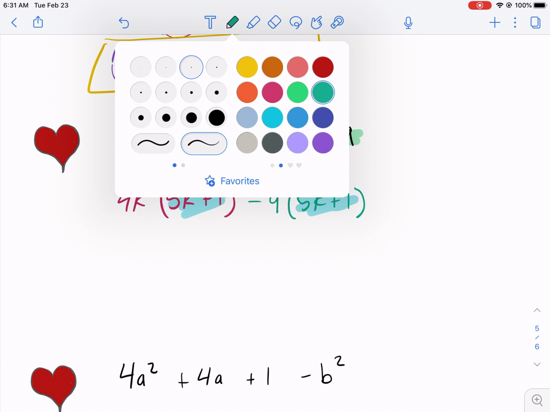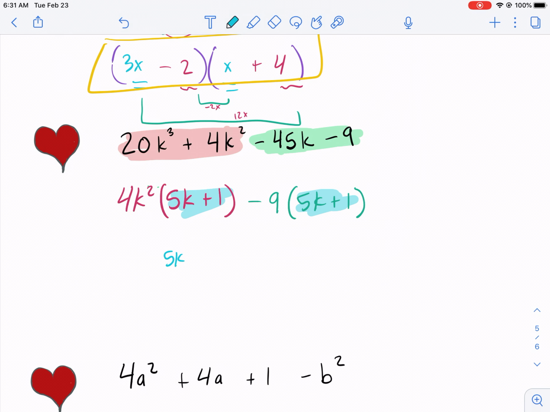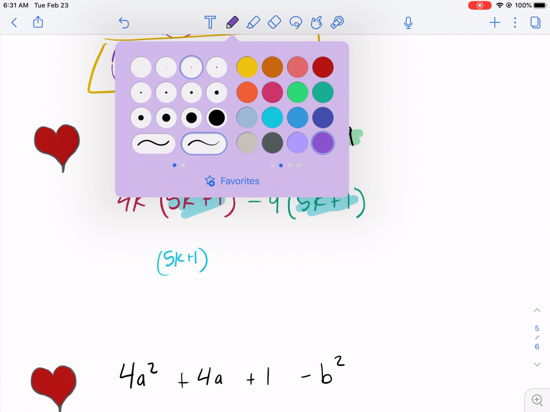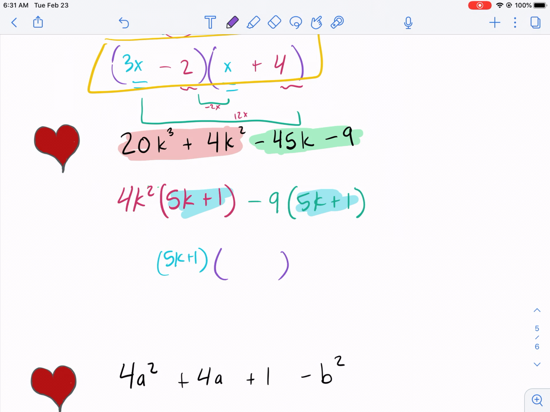So what I can do now is factor out that 5k plus 1. And I'm going to leave in parentheses over here the result of that, which is 4k squared minus 9. This is what we did not use. And we're done. That is our factored form.